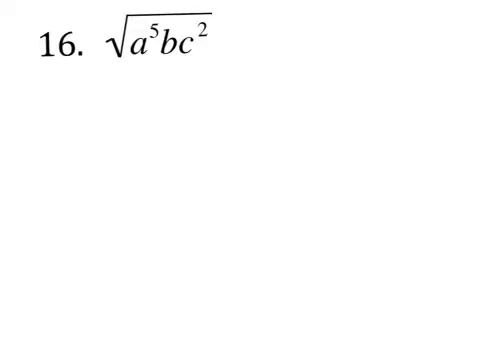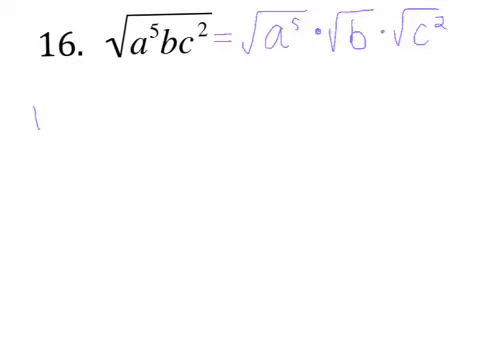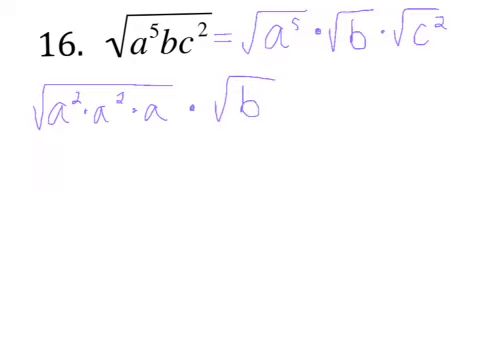We're going to use the same method for problem 16. So first, let's break it up as the square root of a to the 5th times the square root of b times the square root of c squared. A to the 5th is a squared times a squared times a. We can't do anything with the b, so we'll just leave it. And we already know what the square root of c squared is. It's just c.